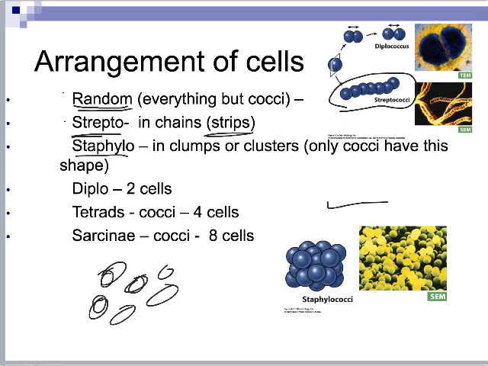Staphylo are clumps or clusters. Okay, cocci are the only thing that are staphylo. You'll never have a staphylobacillus. You only have staphylococci. Diplo, that one's pretty straightforward, right? There's two cells together. So here's diplo. Tetrad means you have 4 cells together. And then sarcinae means you have 8. So you have to know these. We will use those to describe cultures in lab. So yeah, you have to know the shapes, which is morphology, and the arrangements. You got to know those.